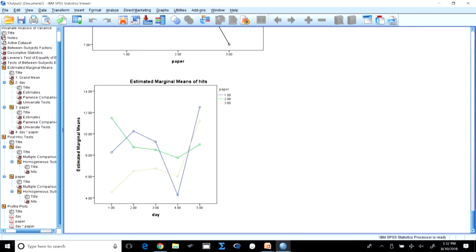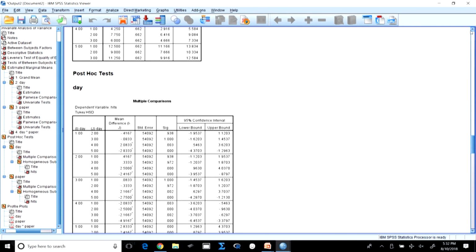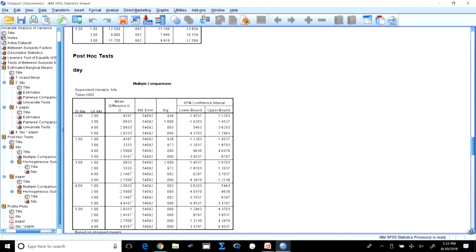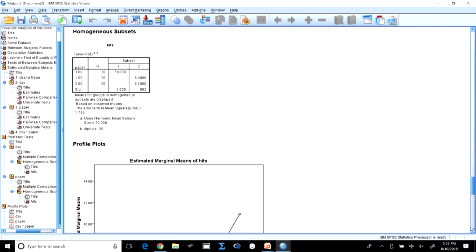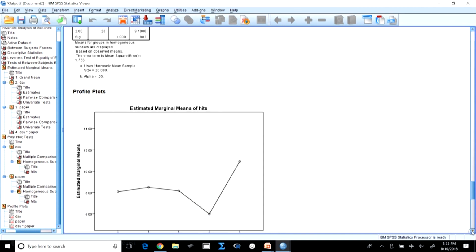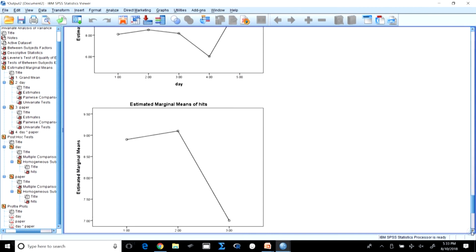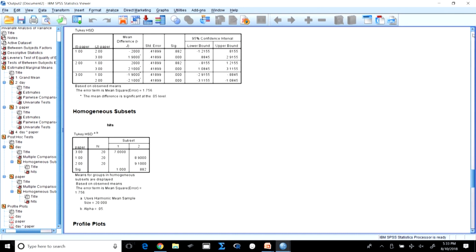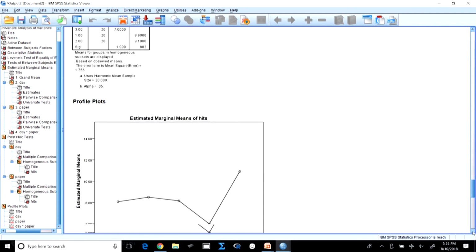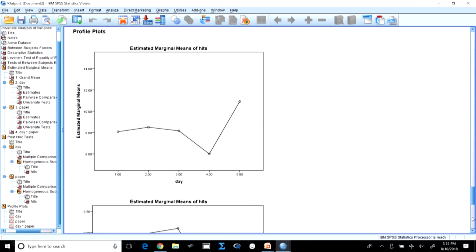For the day we did it; now for paper also. You can compare among the papers: 1 and 2, is it significant? No. 1 and 3, yes, significant. 2 and 3, yes, significant. This helps to tell you, and you can even check the profile plots that are there for you. Now, how it looks. So, this gives a very clear picture of how to do a two-way ANOVA test.